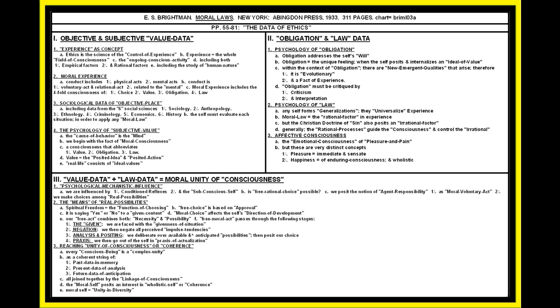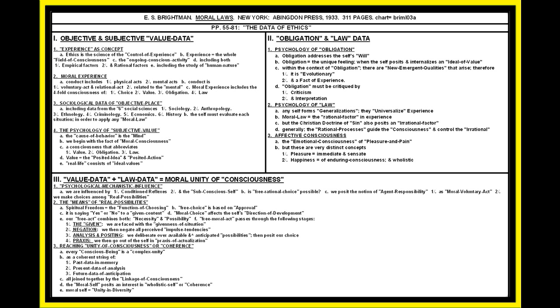Every conscious being is a complex unity. We are a unity of diverse conscious factors. It's a coherent string of memory, of present analysis, and future anticipation. So it's memory, it's analytical, and it is anticipatory. And it's all joined together by relational signs of consciousness, by the linkage of consciousness is what Brightman calls it. Moral self posits an interest in holistic self, or this notion of coherence. We are a unity in diversity aiming toward the ideal of kingdom. We are an individual unity in diversity, and we are a corporate unity in diversity aiming toward the realization of the ideal of kingdom.